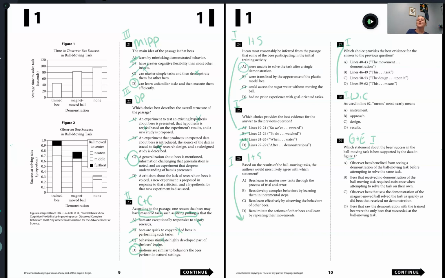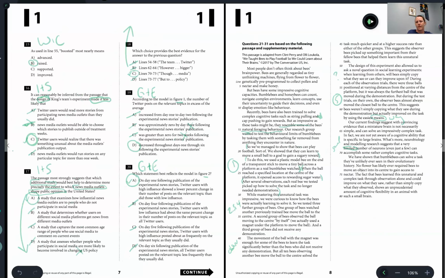Number 26 and 27 are our next pair. The authors would most likely agree with what statement based on the results of the ball moving tasks. So lines 40 through 43. The movement of the ball with the magnet was enough for some bees to learn the task significantly better than bees who did not receive a demonstration. Okay.